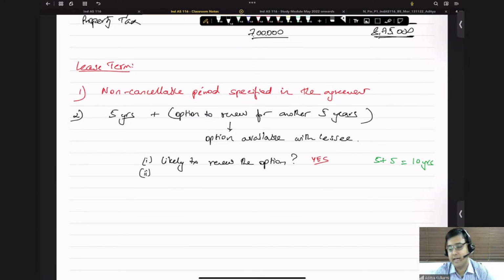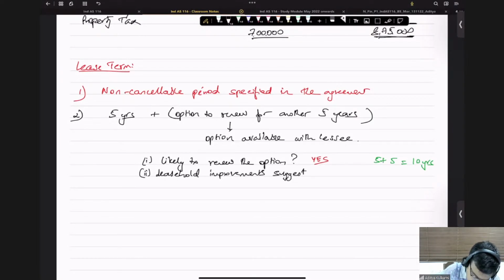What will be your indicators? Suppose he does not answer whether he is likely to renew the option, he just sits silent. Then you look at certain indicators. Like what indicators? Improvements. Leasehold improvements suggest tenure will exceed 5 years.